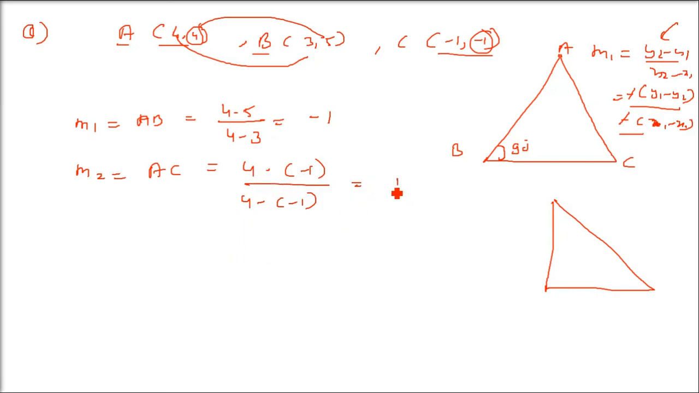Now what is the slope of AC? It is going to be 1. So m1 into m2, let us see what we get. It will be 1 into minus 1, which is minus 1. This shows that AB is perpendicular to AC. So angle CAB will be equal to pi by 2. Okay. So the given points are the vertices of a right angled triangle.